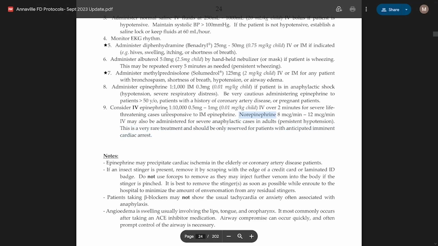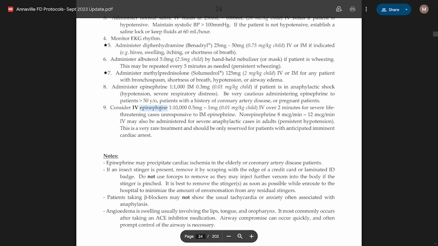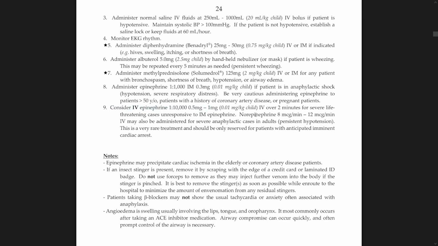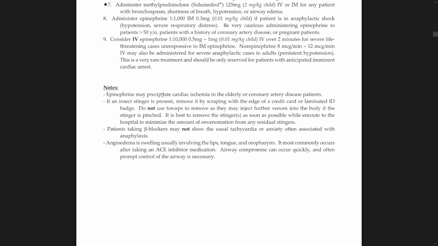cardiac arrest. So remember, this is kind of a last resort. We can consider IV epinephrine 1 to 10,000, or norepinephrine, but this is, again, a very last resort. Epinephrine may precipitate cardiac ischemia in the elderly or coronary artery disease patients.